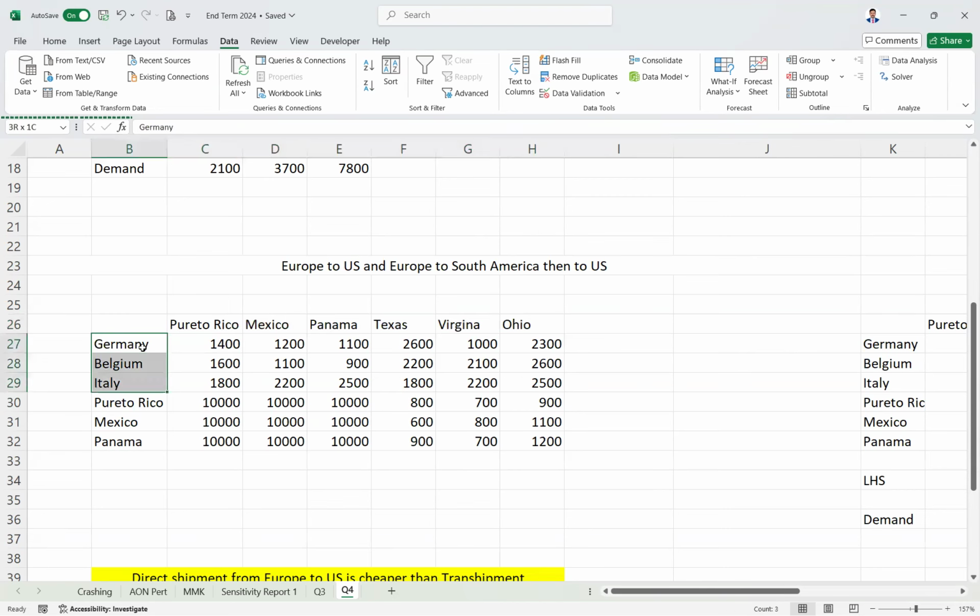Europe is the source. First three Europe has come. Then South America is the source. Why is South America the source? Because from South America we are sending to US. So that is also our source. Then here South America is the destination. Why? From Europe you are sending to South America, then South America to US. And the ultimate destination is US.